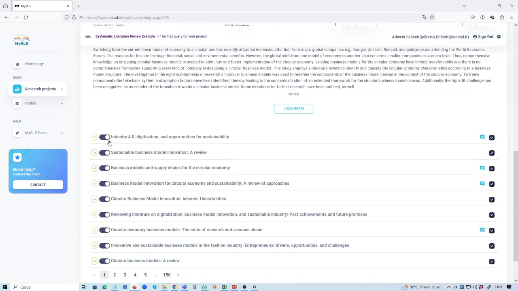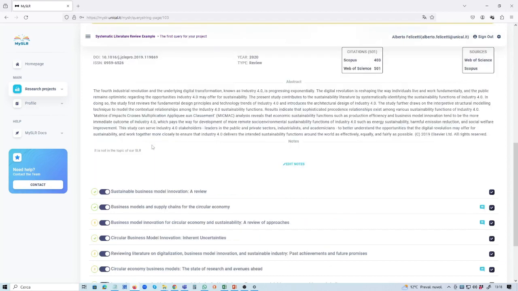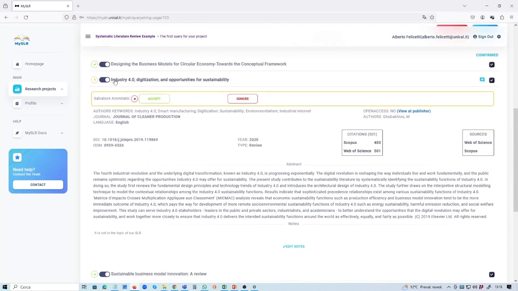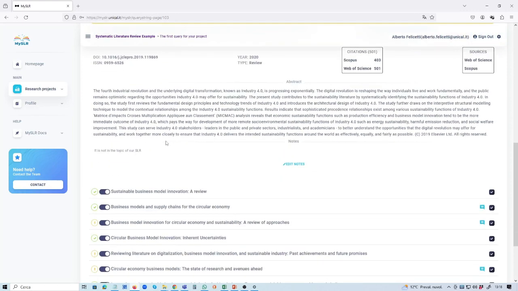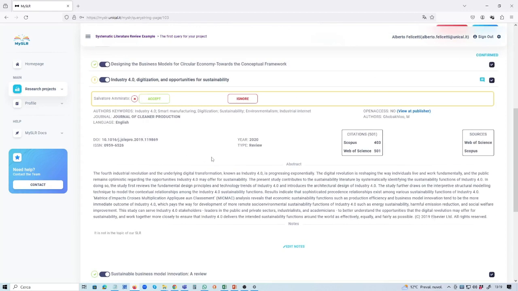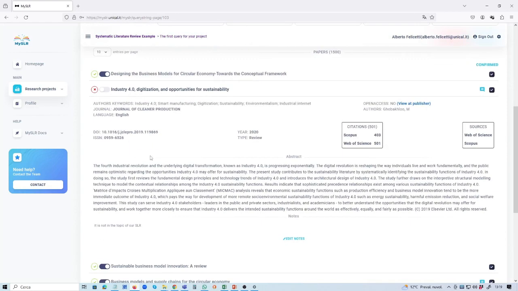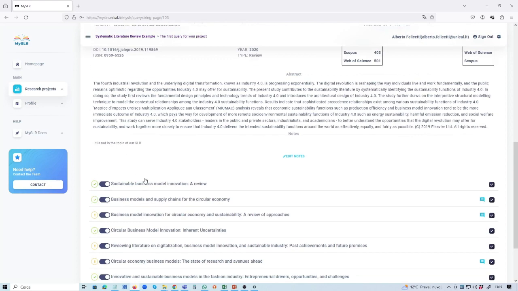But what is mandatory is to solve the conflicts. Go to the papers that are put in conflict, read the information, read that this collaborator is the collaborator that decided to ignore, read, and decide why. Reading the notes, if you agree with him, you can accept his decision. So the paper is definitely excluded.